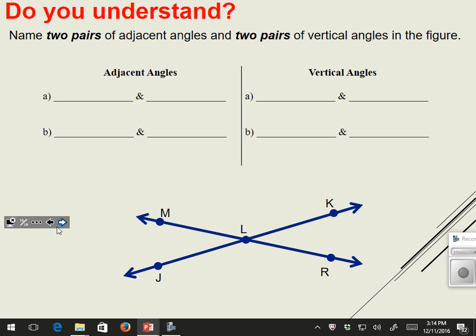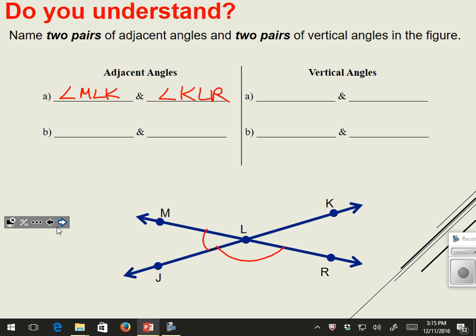I'm going to say that angle MLK and angle KLR are adjacent. Two angles right next to each other and share a common side. Is there another pair of adjacent angles? Yes, there are. You look at this angle, and let's look at that angle. They're right next to each other and share a common side.